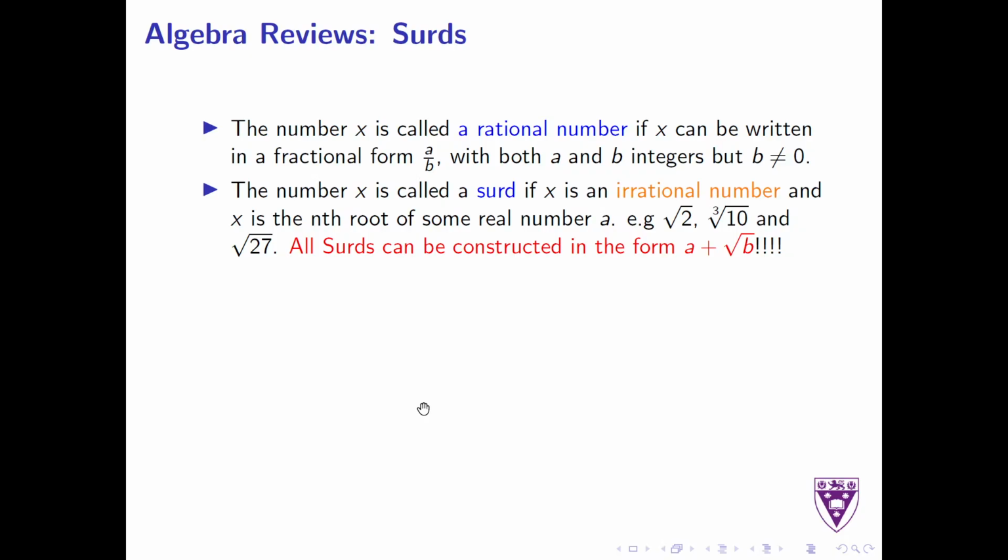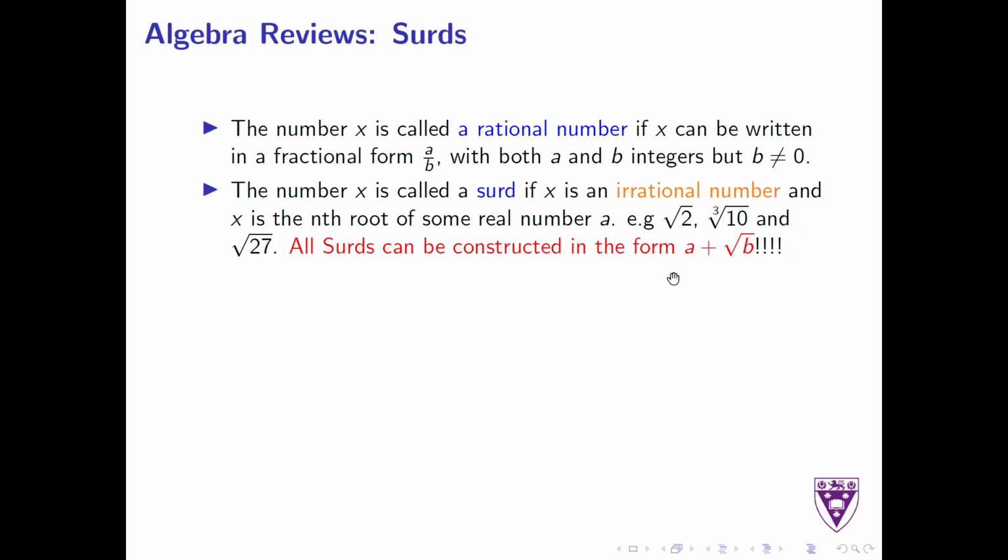Now, what is a SAD? A SAD is an irrational number. First, it must be an irrational number, and x is the nth root of some real number. So, in other words, a SAD is an irrational number, but it doesn't mean all the irrational numbers are SADs. It's only the SADs that are always irrational numbers.